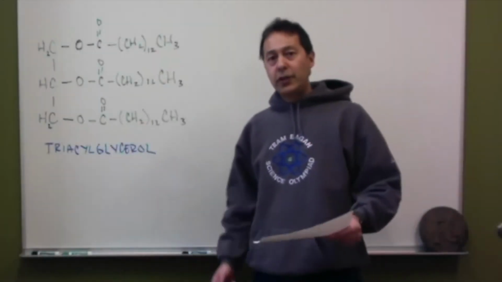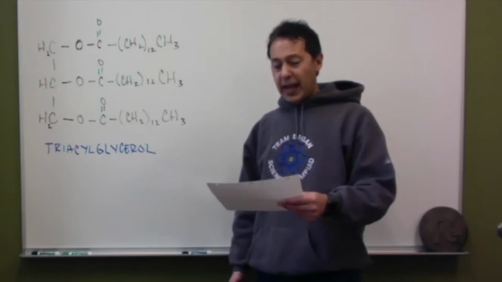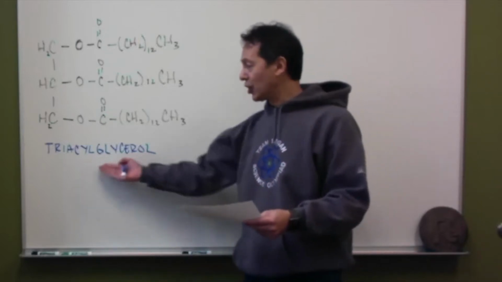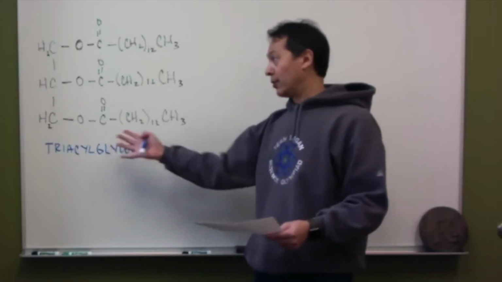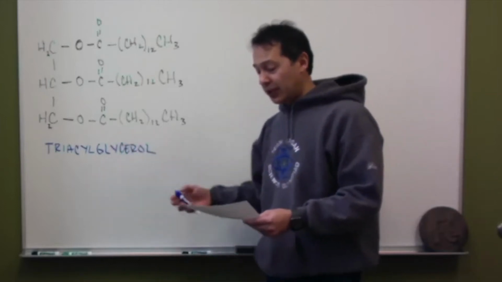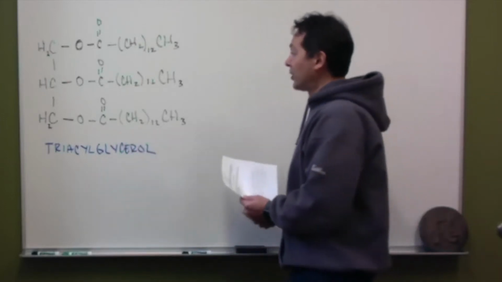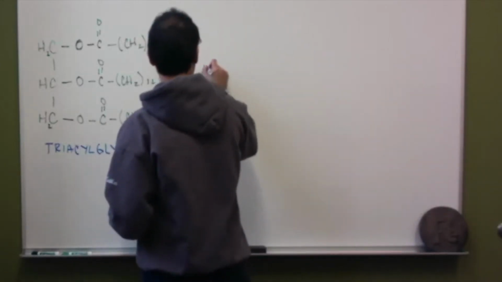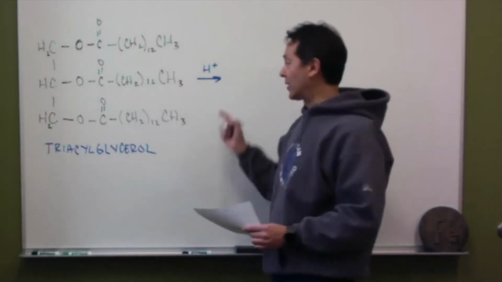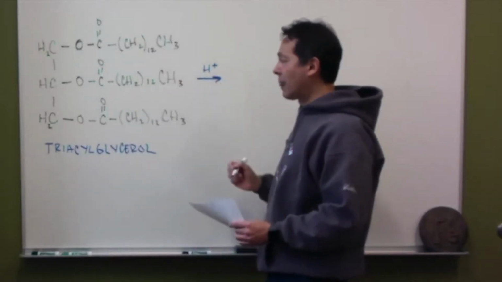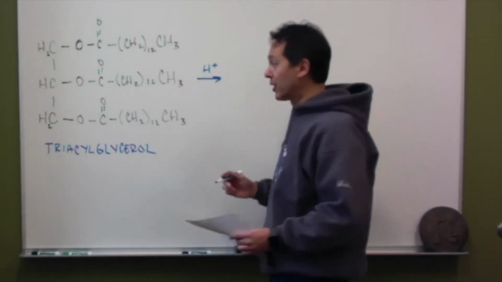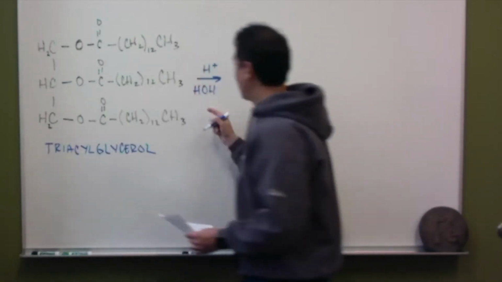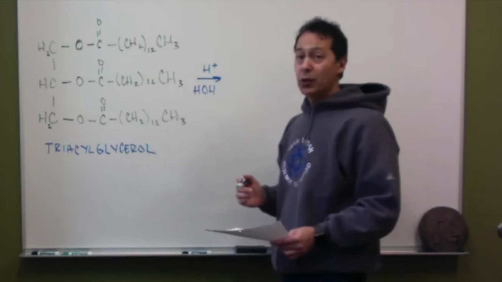What we're going to do here is demonstrate the acid-catalyzed hydrolysis of the triacylglycerol here. Now it tells us that this is acid-catalyzed, so that means we're going to have some acid involved. This is how we write acid, just a hydrogen ion. And then hydrolysis, that means we're going to be using water to break this molecule apart.